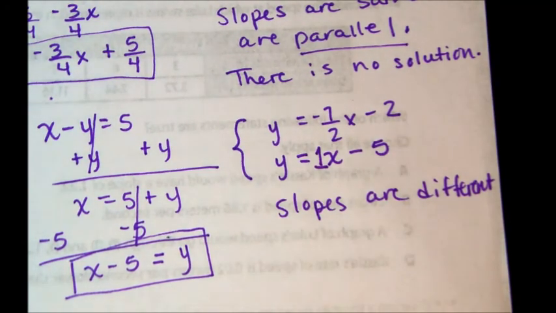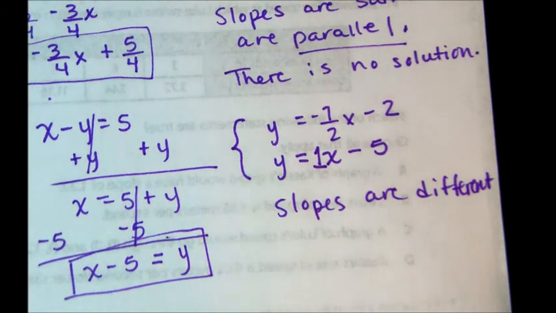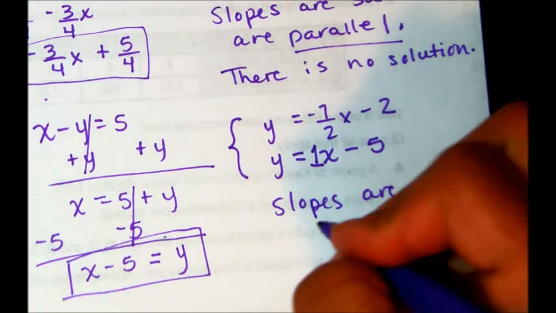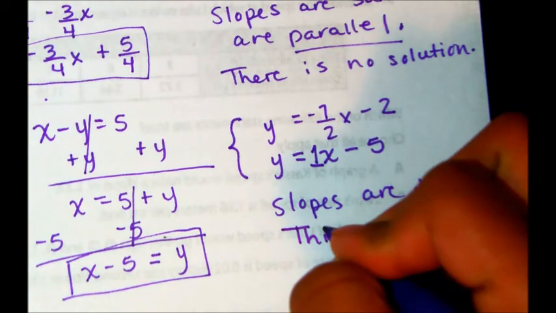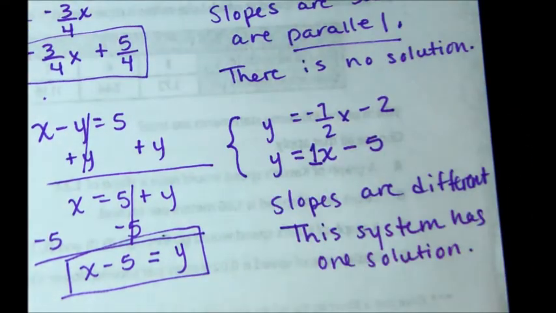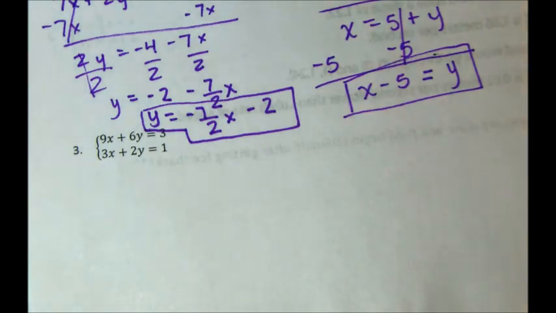Because my slopes are different, that's going to mean that these two equations are not two parallel lines, they're actually non-parallel lines, and at some point they will intersect. So that means this system has one solution.